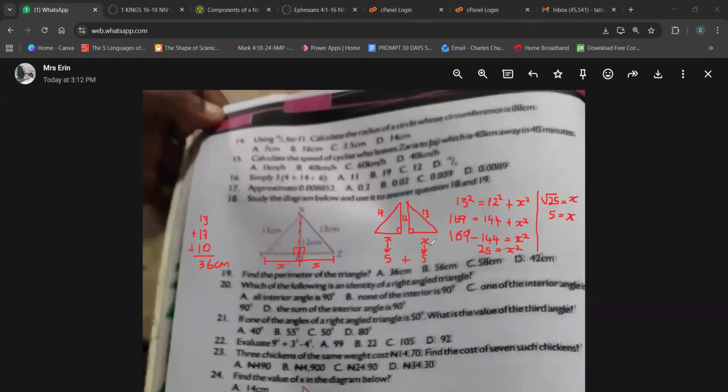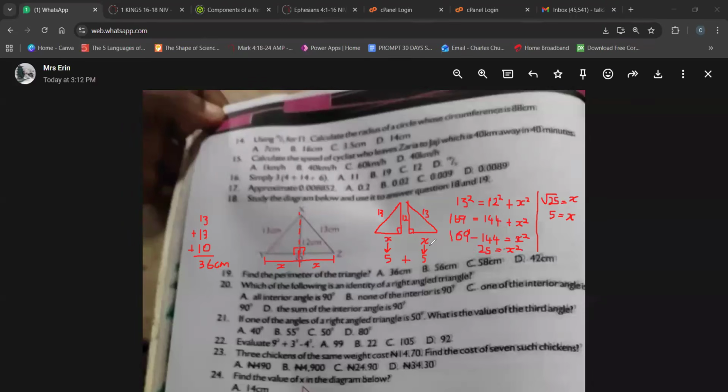Look at B. None of the interior angles is 90 degrees. Is B correct? False. Thank you. C, one of the interior angles is 90 degrees. True. Please, the only correct answer there is C.